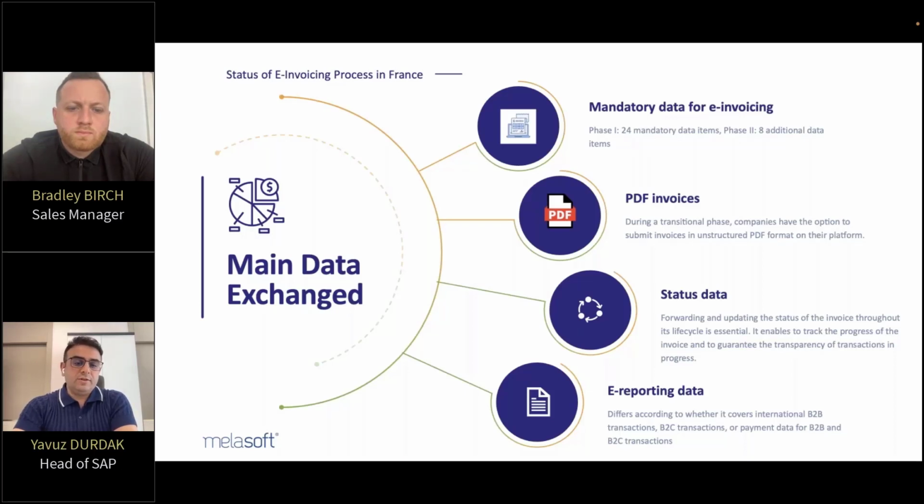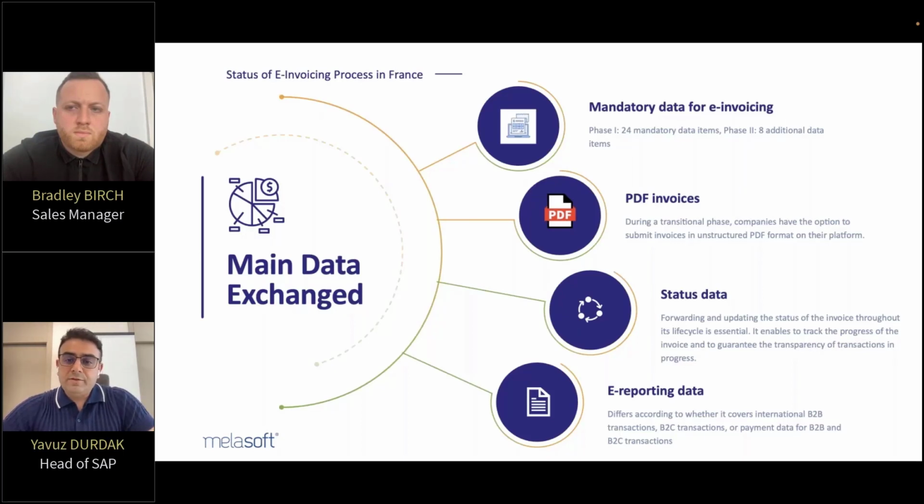In addition to that, during the transition phase, companies have the option to submit invoices in unstructured PDF format. In order to cope with inefficiencies and problems, the government has made such a decision. So during the transition phase, PDF invoices are also allowed to be shared in the e-invoicing system.